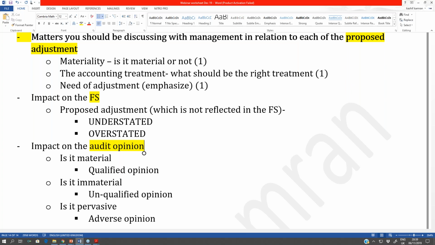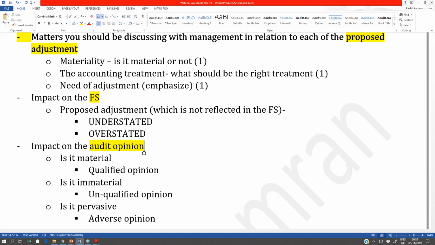So is everyone clear with the breakdown of what the examiner is asking? Matters you should be discussing with management in relation to each of the proposed misstatements, the impact on the financial statement and the impact on the audit opinion. So is everyone clear with the requirement structure? And I've covered this question in my previous webinar, so you need to drill this question out.